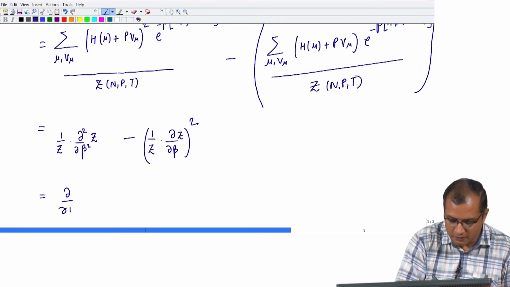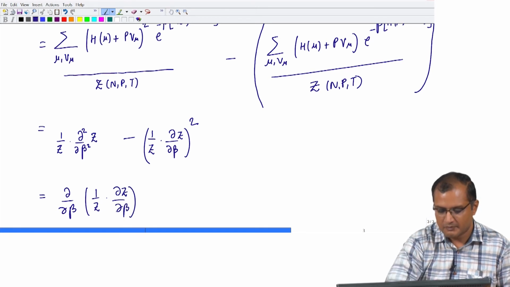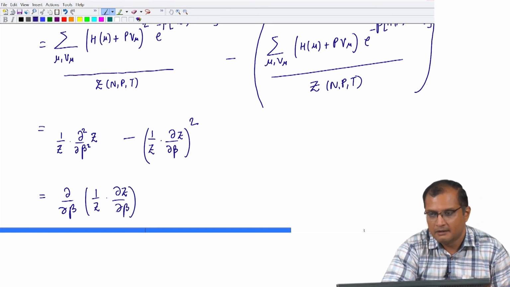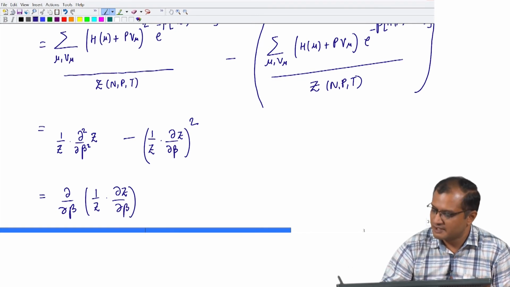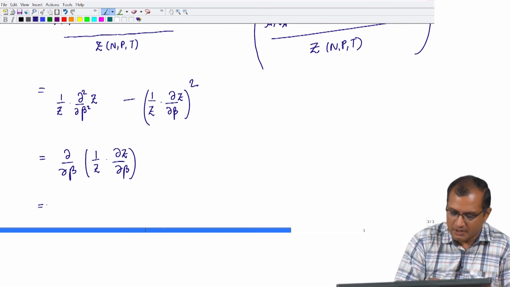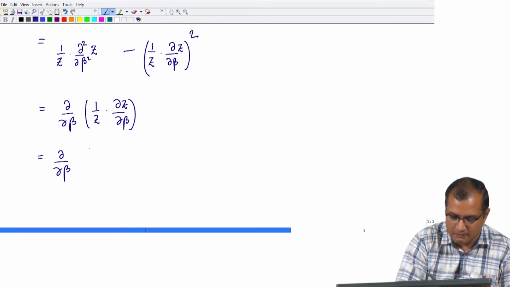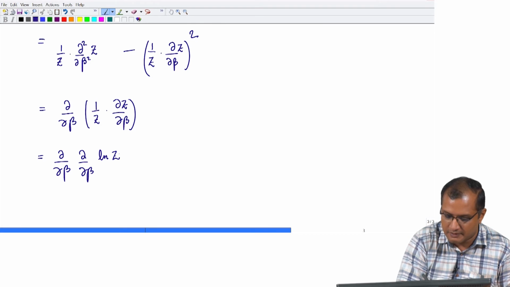d by d beta of 1 upon z dz by d beta. So, if you apply the chain rule you get the first term minus the second term, okay, because 1 upon z's derivative is minus 1 by z square, and if you look at the quantity in the parenthesis, it is nothing but d by d beta of ln z.